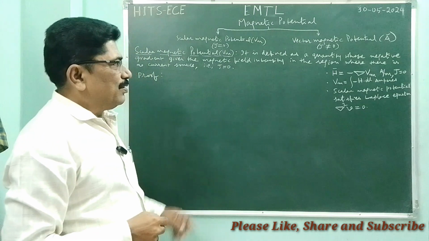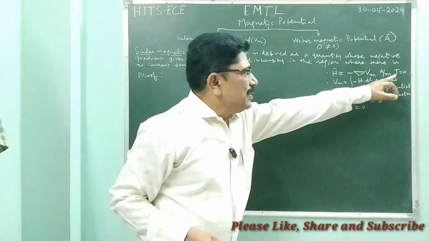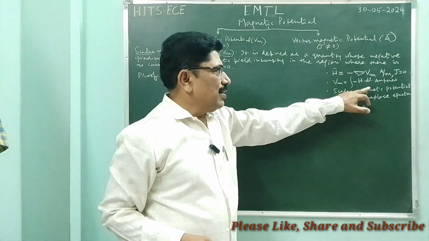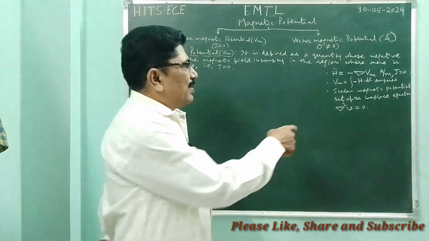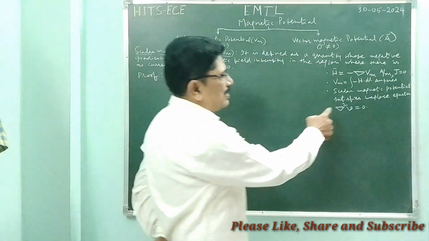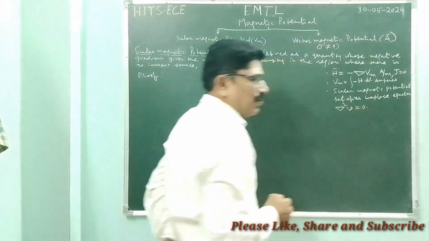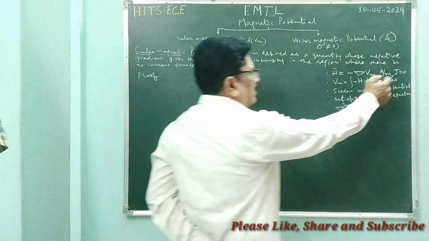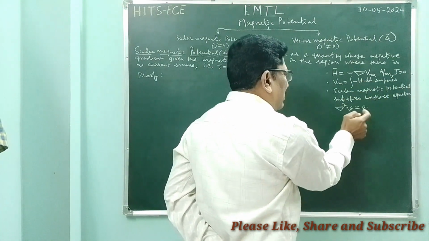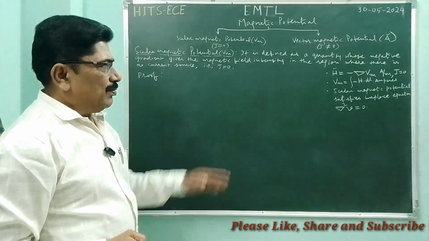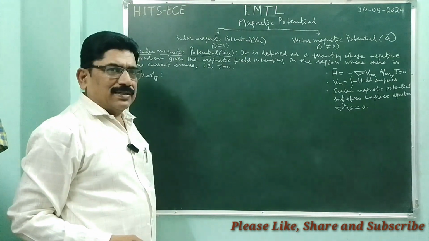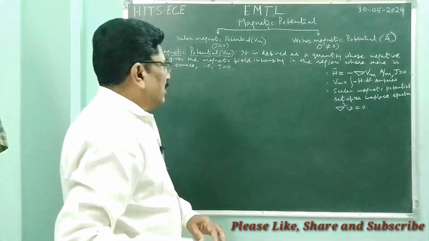Based on this, we have to prove three things: that J is equal to 0, that Vm is equal to the integral of minus H dot dl in amperes, and that the scalar magnetic potential should satisfy the Laplace equation, that is del square V is equal to 0. We will prove all these three now, and then move on to vector magnetic potential A bar. Let us prove now.